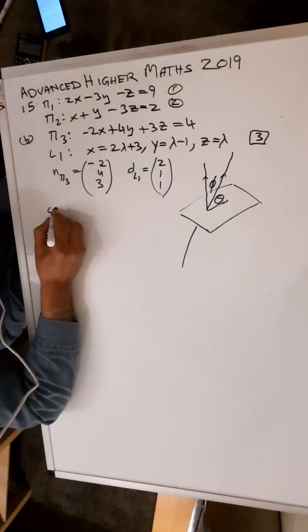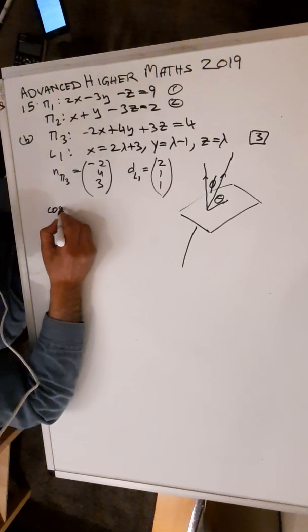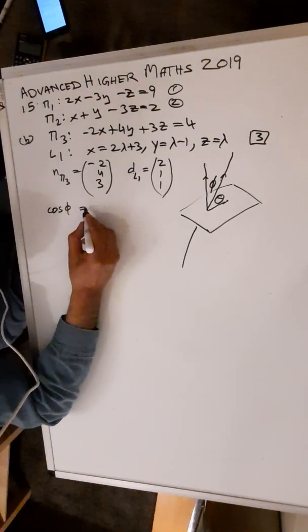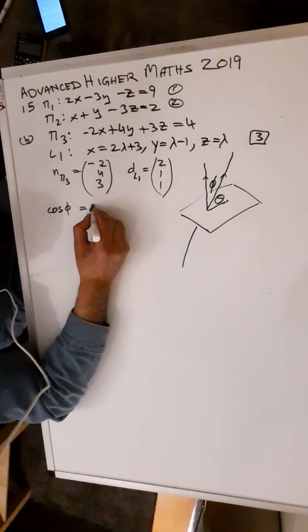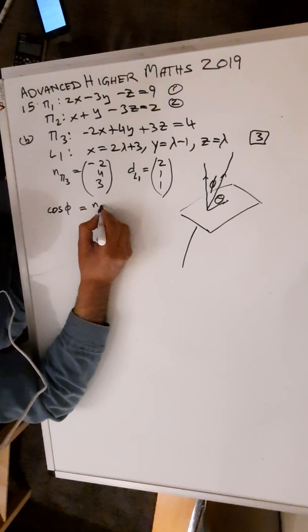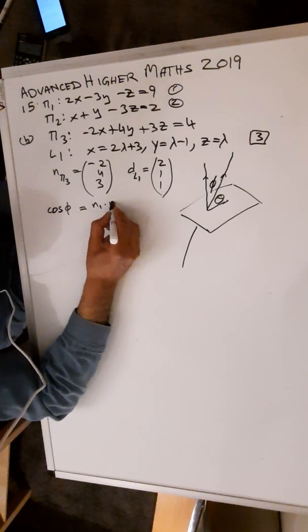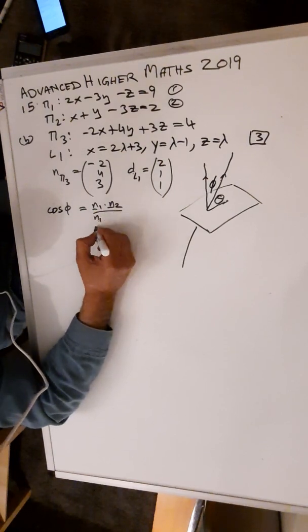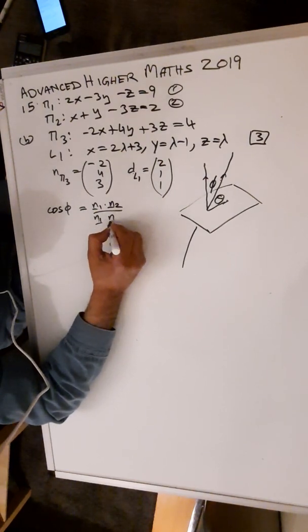So cos phi, this is what you're going to be finding, is equal to n1 dot n2 over magnitude of n1, magnitude of n2.